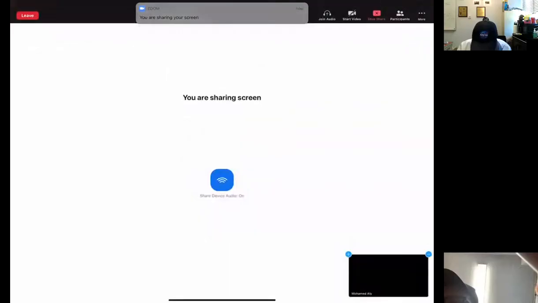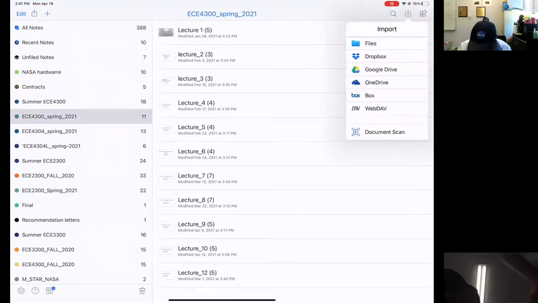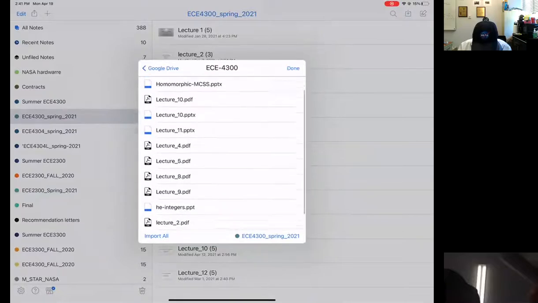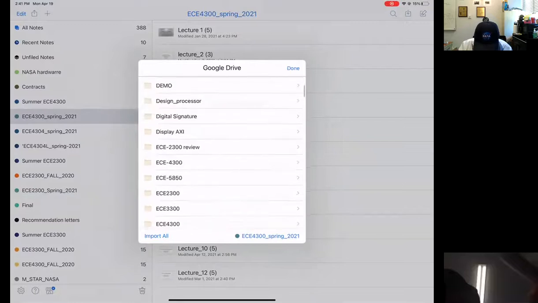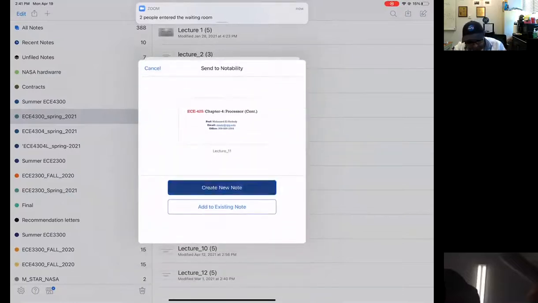Share screen. Stop sharing. And then if I do... okay, it's import.